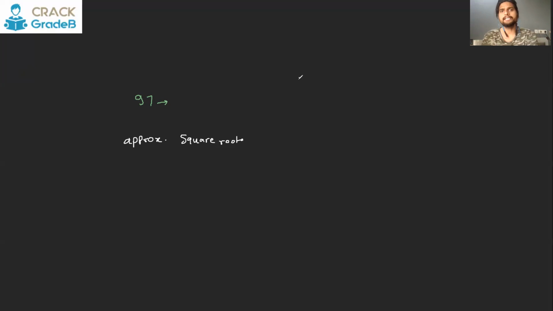So 9 square is 81 and 10 square is 100. So this number lies between 81 and 100. So square root of this number should lie between 9 and 10. So you can just say 9, approximately 9.